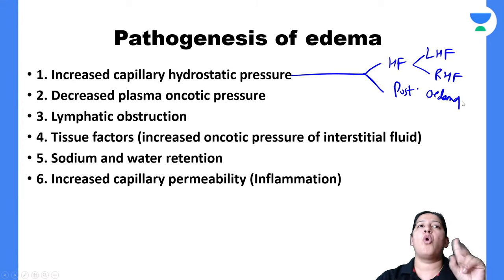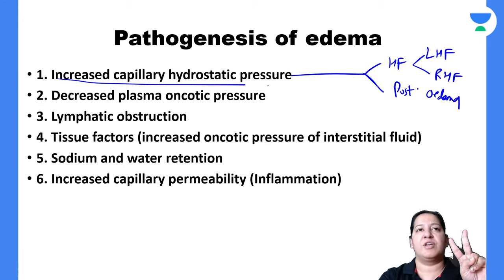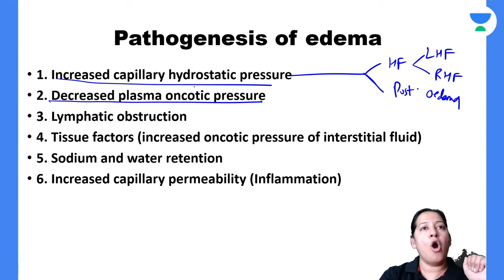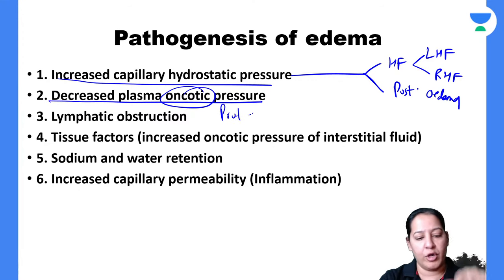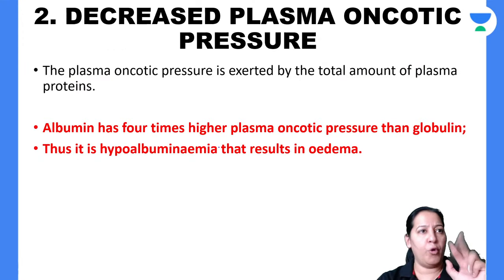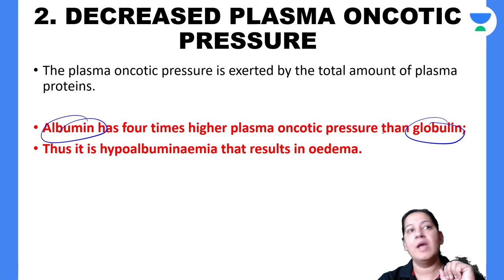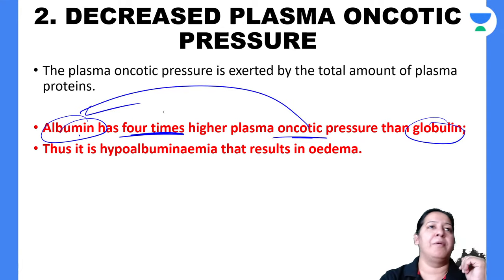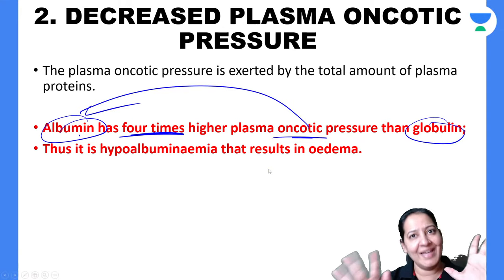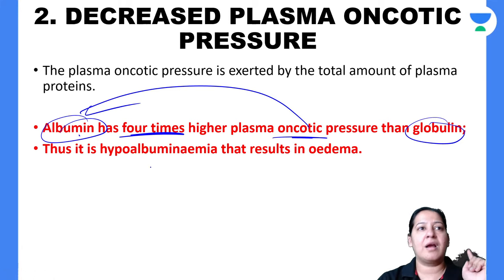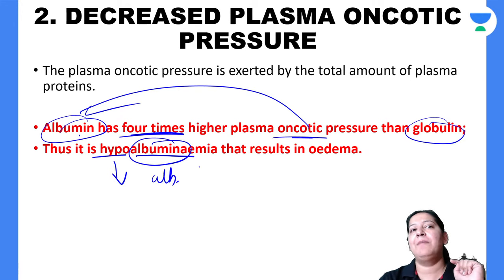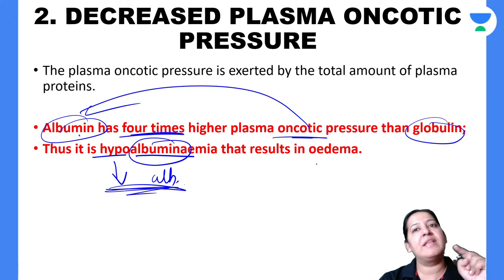So those are the two causes of increased hydrostatic pressure, which will lead to edema. Let me come to the second cause, decreased oncotic pressure. Oncotic pressure is due to protein, as I have told you. Blood has two proteins, albumin and globulin. Albumin is 4 times more than globulin. So the oncotic pressure is mainly due to albumin, not globulin. If due to any reason protein in the blood is less, the condition is known as hypoalbuminemia. Hypo means less, albuminemia means albumin in the blood. If there is less albumin in the blood, that will lead to edema.